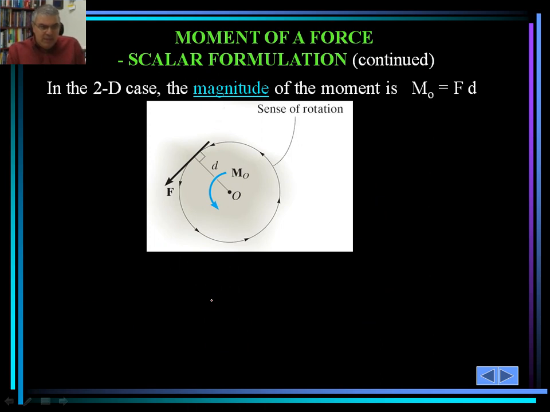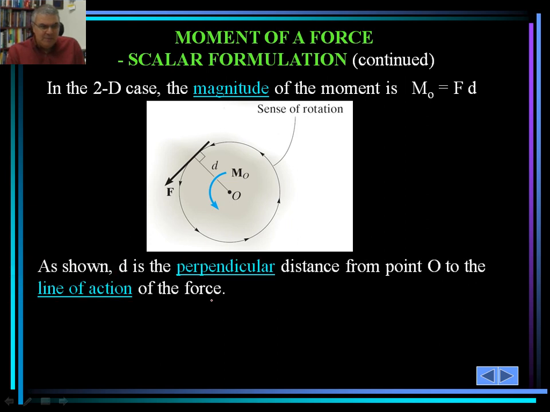In the two-dimensional case, the magnitude of the moment about point A is a tendency to rotate, a sense of rotation, and the force is applied counterclockwise. In order for us to calculate the moment about point O, we simply find the shortest distance between O and the vector F, and that is the perpendicular distance. In this case, it's going to be little d, so M sub O would be simply F times d.